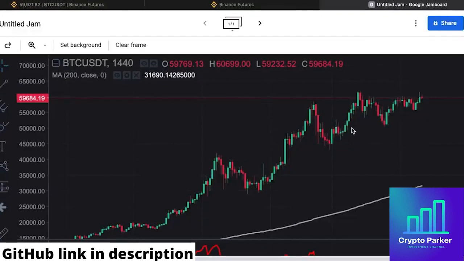This is the Bitcoin chart. So let's say we are drawing the bottom of the grid around this level, and then the top of the grid around this level. So we have our upper limit and our lower limit right here. And we also have the mid price, which is around this level in the middle.